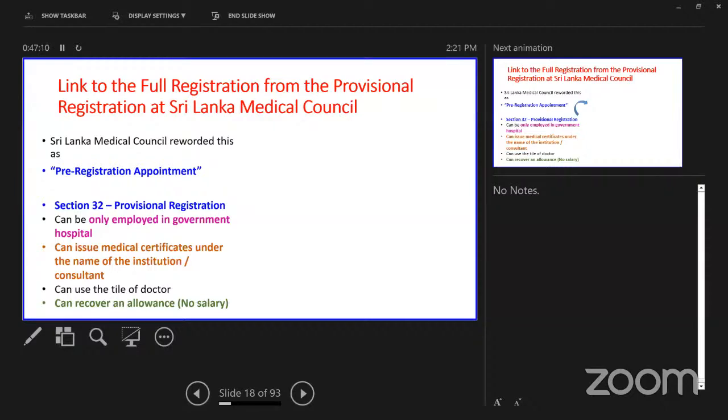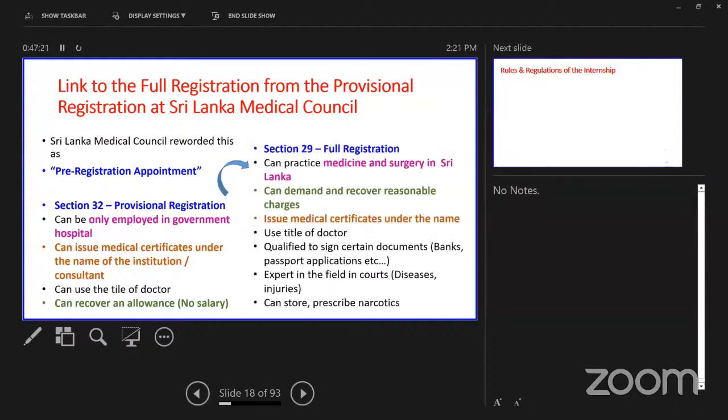So with the pre-registration appointment, you will be registered provisionally under Section 32 of the Medical Ordinance. After successful completion of the internship, you will gain the full registration in Sri Lanka Medical Council. Earlier you could only be employed in a government hospital. Now you can practice medicine and surgery anywhere in Sri Lanka. So that's again a difference. Earlier you were only paid an allowance. Now you can demand and recover reasonable charges for your activities.